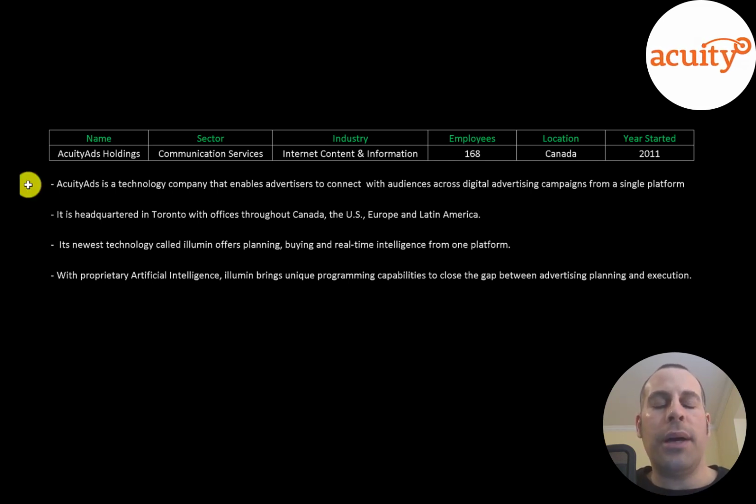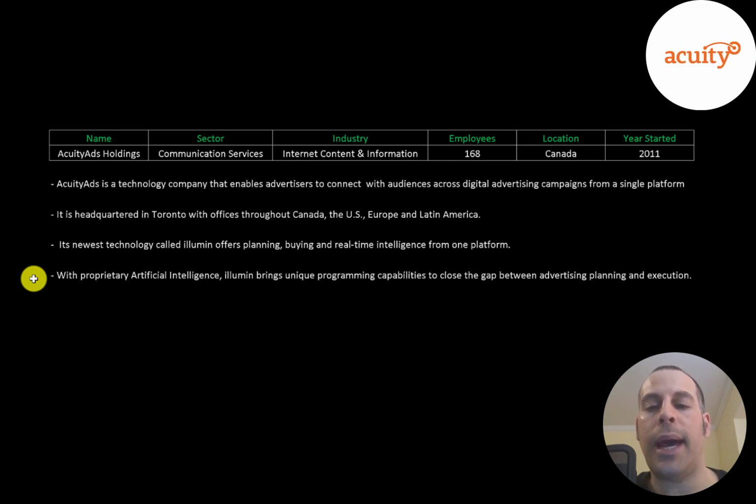AcuityAds is a technology company that enables advertisers to connect with audiences across digital advertising campaigns from a single platform. Its headquarters are in Toronto, with offices throughout Canada, the US, Europe, and Latin America. The company's newest product is Illumin. This offers planning, buying, and real-time intelligence from one platform. With proprietary artificial intelligence, Illumin brings unique programming capabilities to close the gap between advertising planning and execution.